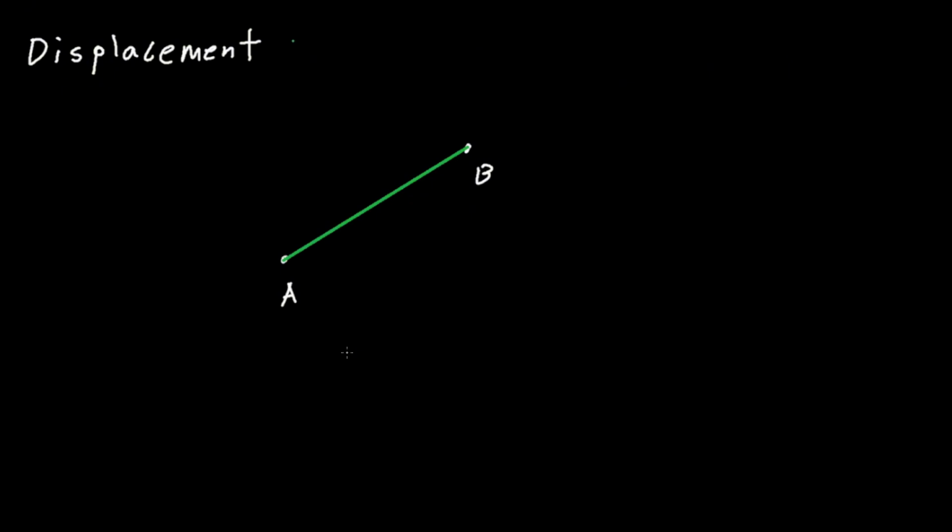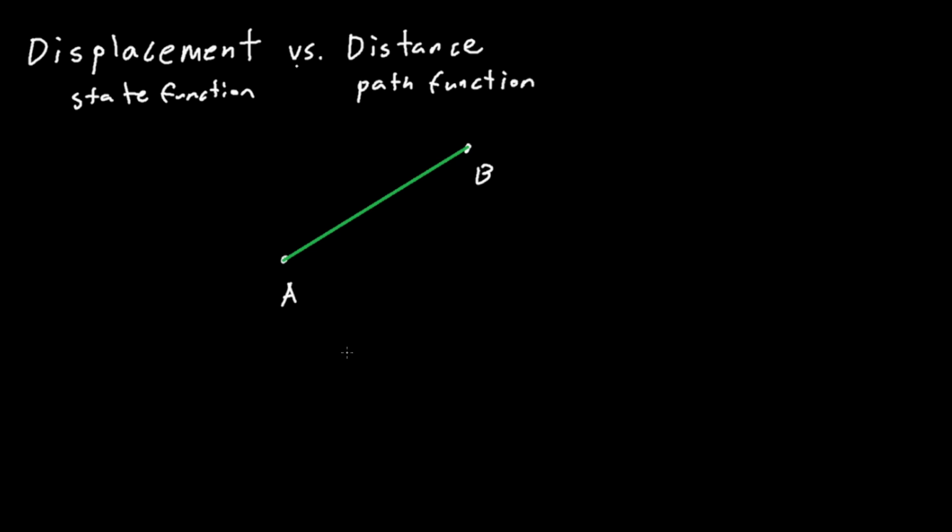But here's the thing about displacement. Displacement versus distance. Displacement is something called a state function. And maybe that's not too important for your class. I think you would worry more about this in chemistry rather than physics. But a state function is only something that cares about the original state and the final state. It's in the wording. And distance is something called a path function. So here's a difference between displacement and distance.